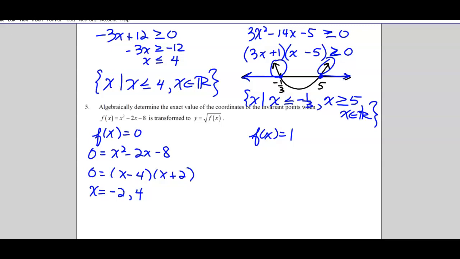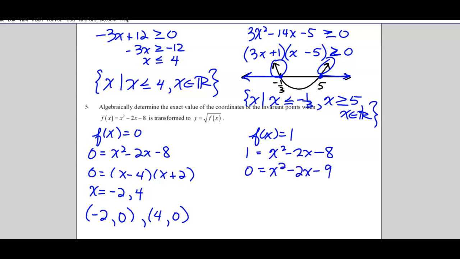Okay, you don't just leave it. It says the coordinates. Those are not coordinates. And you need to make sure you put the correct y coordinate. So this is for invariant points when y is 0. So that's going to be negative 2, 0, and 4, 0. Okay, and then same when y is 1. So in this case, got to bring the 1 over. And that one you're going to have to use the quadratic formula.